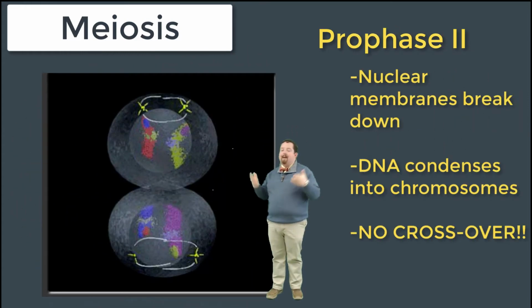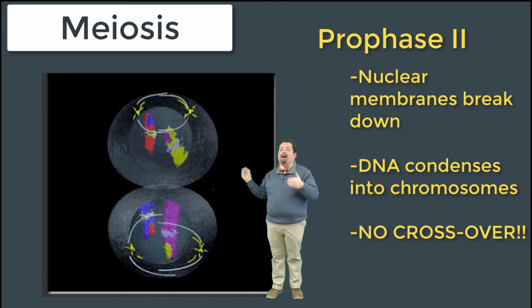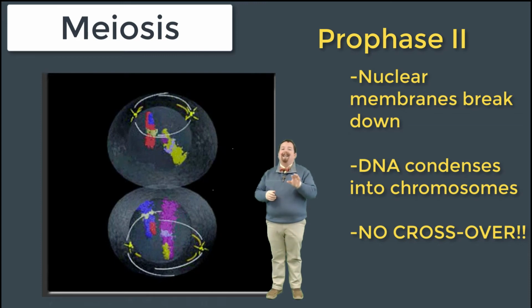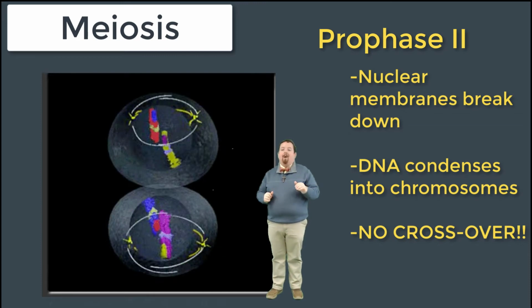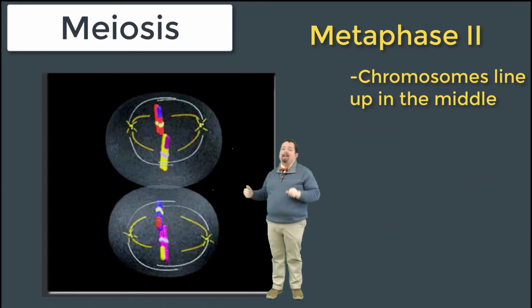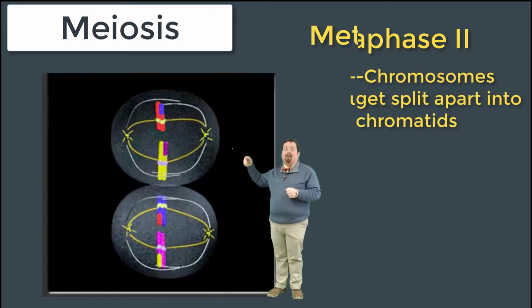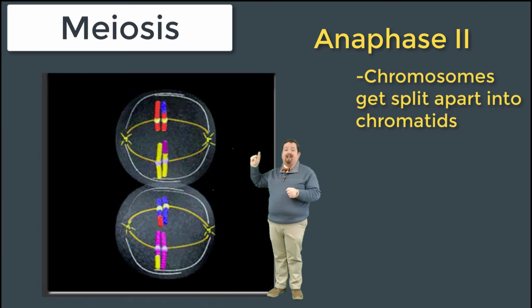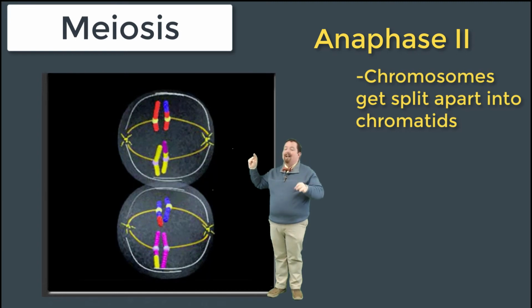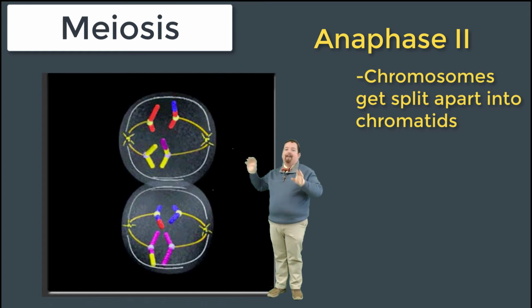In prophase 2, the same thing happens as normal. The nuclear membranes break down, the DNA turns back into chromosomes, but this time there's no homologous chromosomes to be next to each other because they're in separate cells now. So we don't get any genetic crossover whatsoever. We can go straight on to metaphase 2 from here, where the chromosomes line up single file this time in the middle of the cell. And then we go to anaphase 2, where those X-shaped chromosomes get split up into their stick-shaped chromatids. Again, that's the pieces of a chromosome. And now we have half of a chromosome on either side, basically.